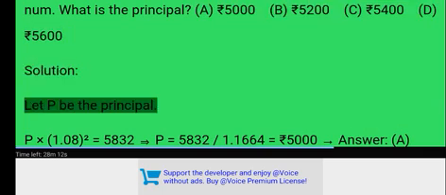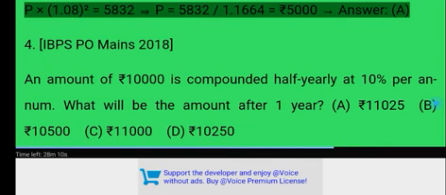Solution. Let P be the principal. P times 1.08 squared equals 5,832, so P equals 5,832 divided by 1.1664 equals 5,000 rupees. Answer: A.